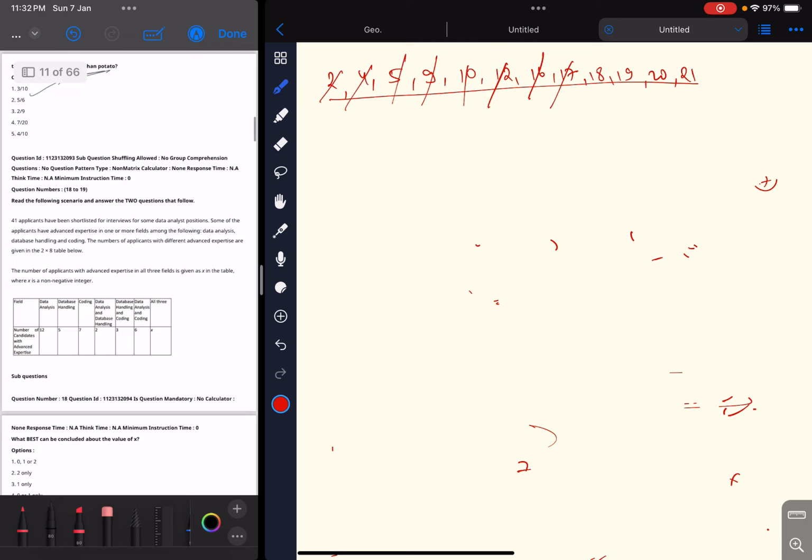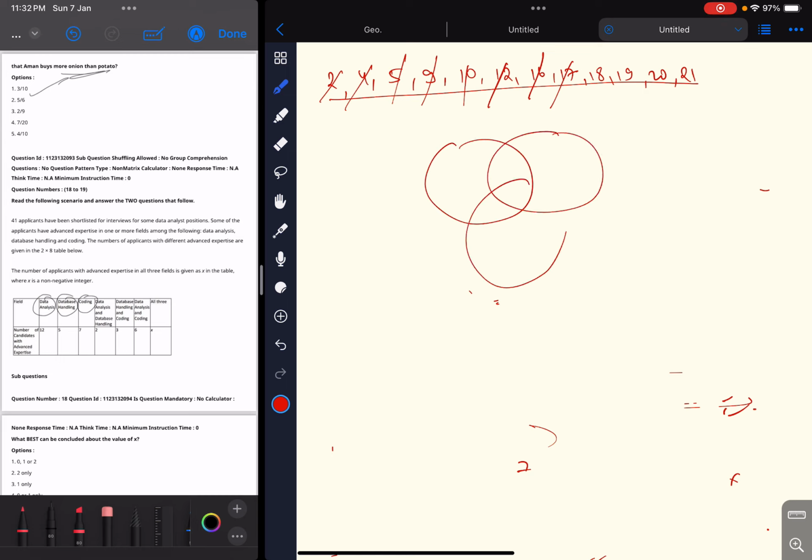So question number 18: 41 applicants have been shortlisted for this. Okay, some of them have advanced within 1 or more fields. So this is basically a 3-set Venn diagram given in a table form. Okay, so let us try to make a diagram. So the 3 variables are data analysis, data handling and coding.